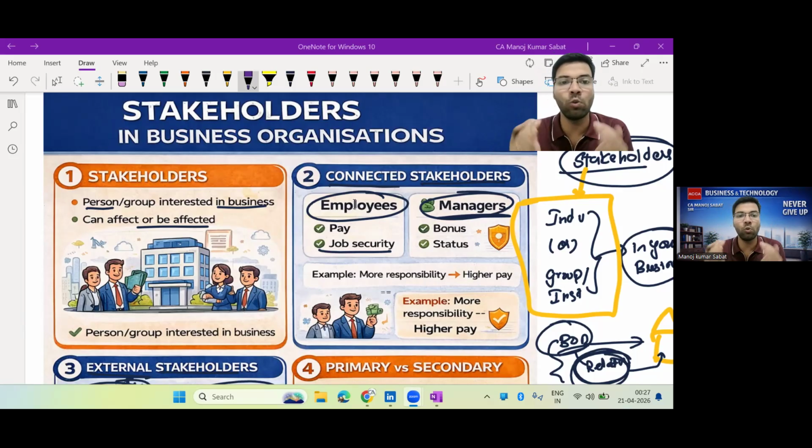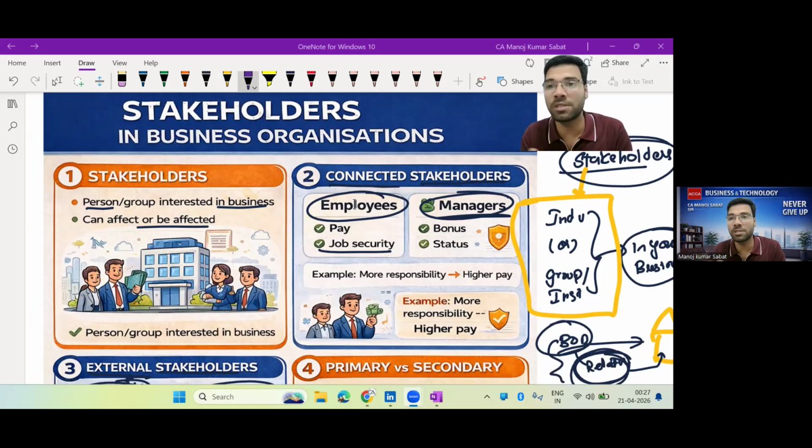Stakeholders are nothing but the group of persons who are interested in the business. Either there may be financial interest or non-financial interest. Some stakeholders are interested in the business organization financially, for example shareholders investing in a company or a bank providing a loan to a company. So they have financial connectivity, isn't it?